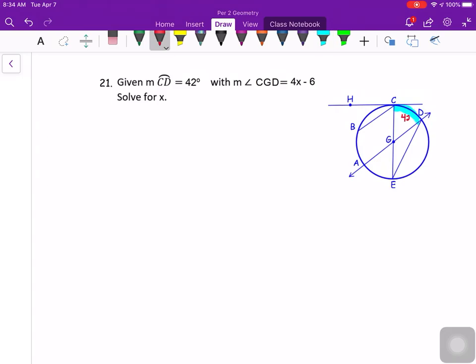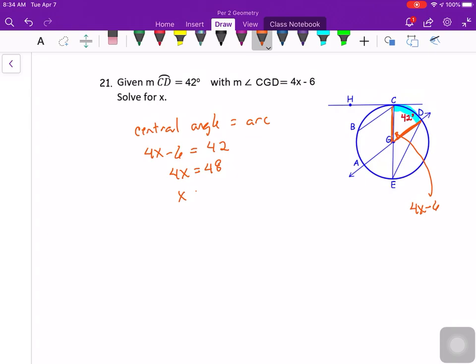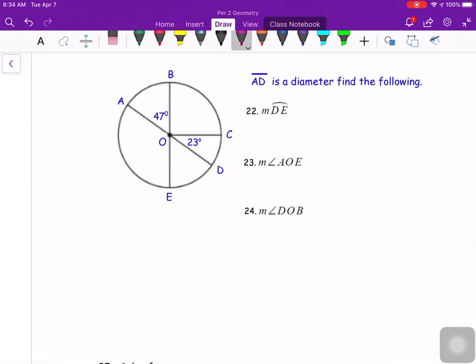In this next problem, they give us that arc C to D is 42. So this arc out here is 42 degrees. And then they tell us the measure of the angle C to G to D. So this angle right here, which is the central angle, is 4x minus 6. So that means a central angle equals the arc. So 4x minus 6 equals 42. Add 6, 4x equals 48. X equals 12.